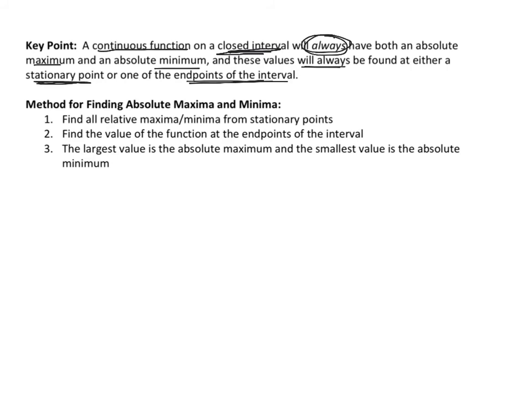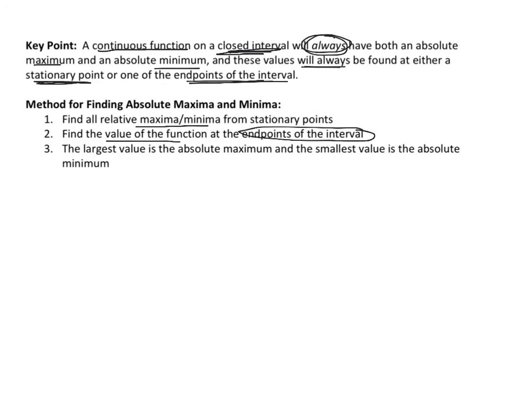So to reiterate, if you have a continuous function on a closed interval, you will always be able to find a highest point and a lowest point, and the only places that you'll find them are at stationary points or endpoints of the interval. So if you're ever in a problem where it's asking you to find the absolute maxima and minima, what our procedure is, you first find all of the relative maxima and minima from the stationary points. Then you find the value of the function at the endpoints of the interval.